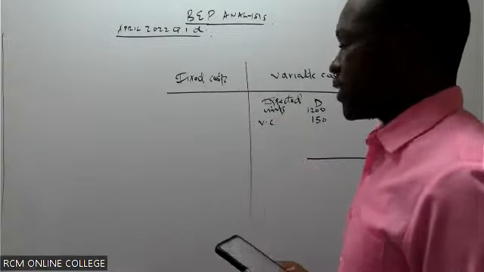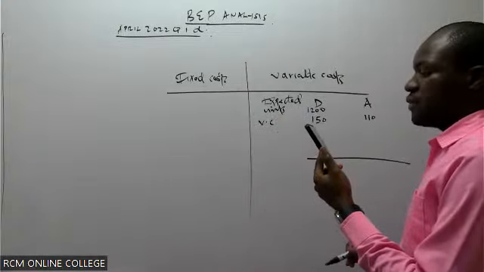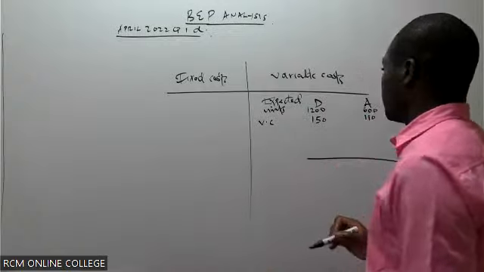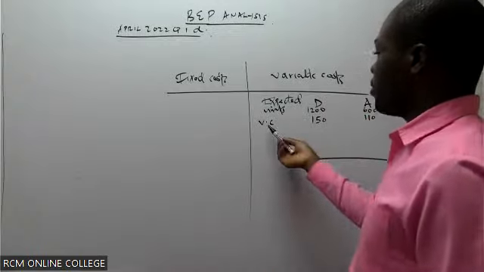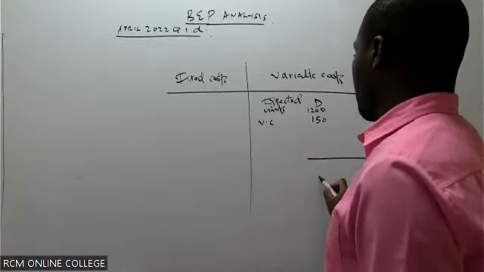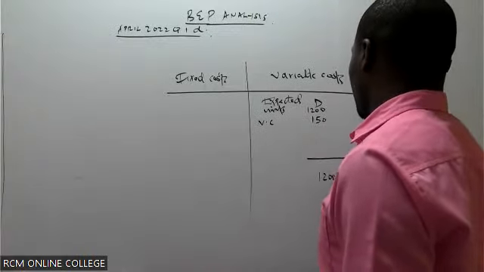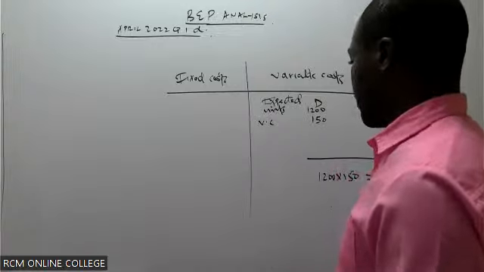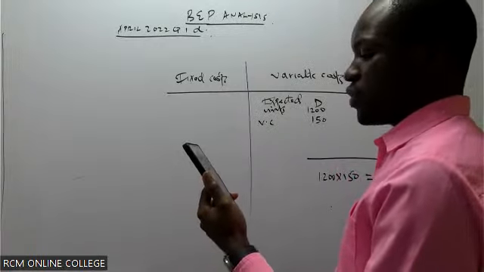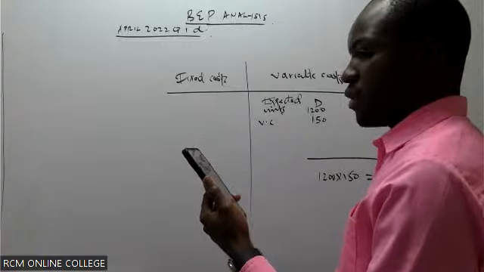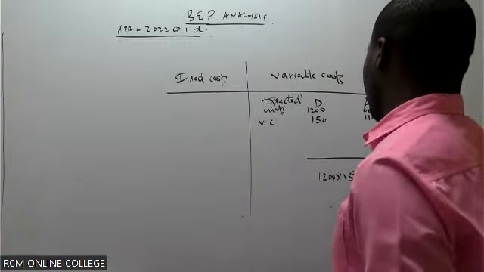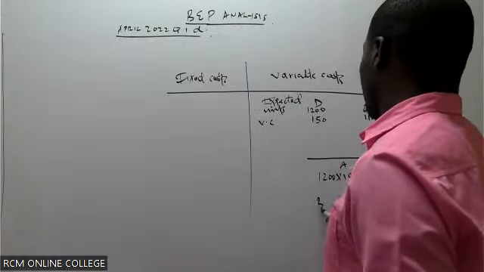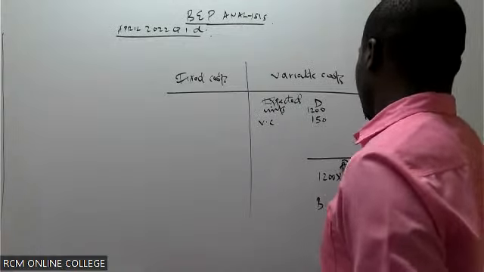Expected units. So we have 1,200 for A, and then we have 600 for B. So once you have your variable costs, can you try to take 1,200 and multiply by 150? You should be able to arrive at a figure that will give you the total variable cost. So if you do this, what will you have for A? What will you have for A? For B, that is for D.